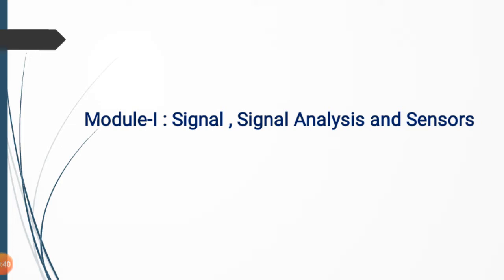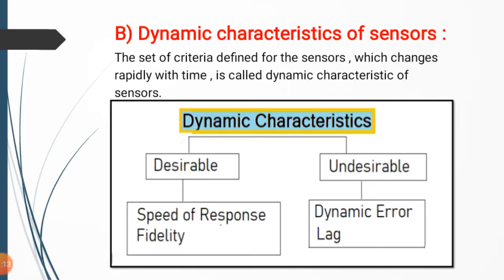In static characteristics there are different parameters which help us to describe the performance of the sensors, or we study the performance of the sensor with the help of those characteristics or parameters. We have seen a total of 13 parameters, that is the total 13 static characteristics. Now the second type is the dynamic characteristics. So we start with the dynamic characteristics in this video.